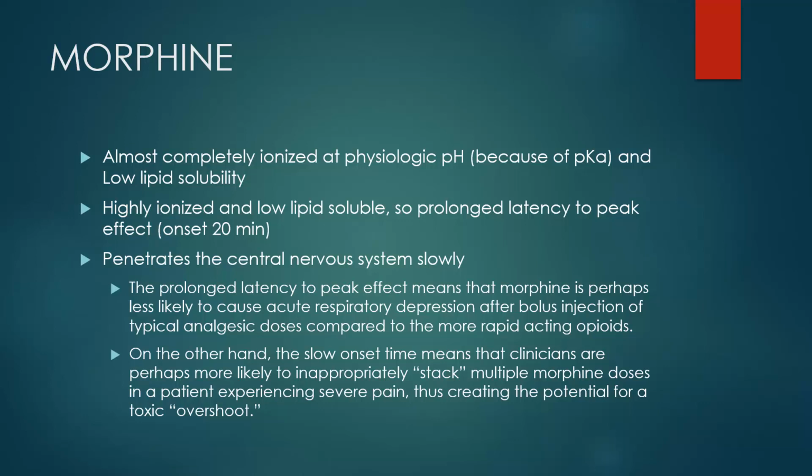So, the prolonged latency to peak effect, the prolonged onset, means that morphine is perhaps less likely to cause acute respiratory depression after a bolus compared to a more rapid onset opioid like fentanyl. On the other hand, the slow onset time means that we are probably more likely to stack multiple doses because the patient's still hurting 5-10 minutes after you've given a dose.